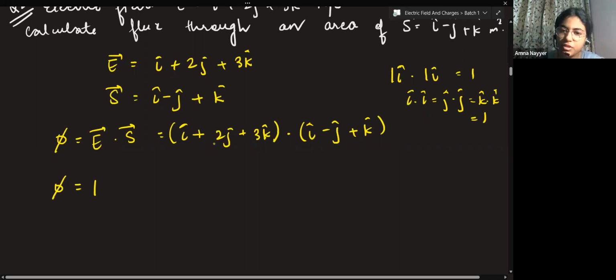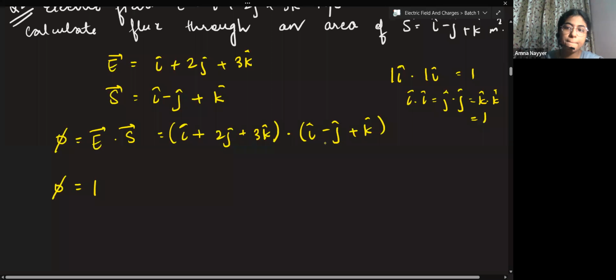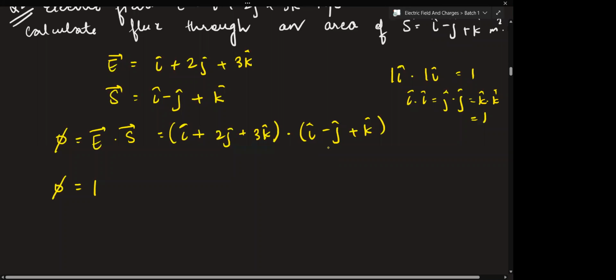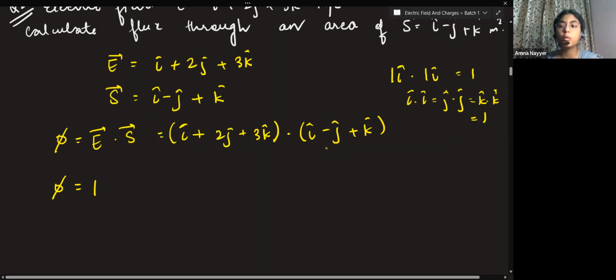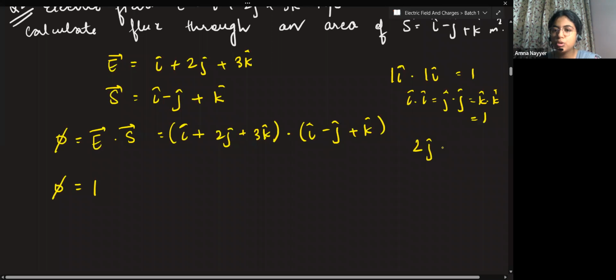Now the coefficient of j cap is 2. What is the coefficient of j cap from here? Not 1, negative 1. It will be minus 1. When you are taking the coefficient, you have to consider the sign. So now see what we are doing. We are taking 2j cap dot minus 1j cap. j dot j is automatically 1, so that j will be eliminated itself. 2 multiplied by minus 1 is what? Minus 2. So you have minus 2.